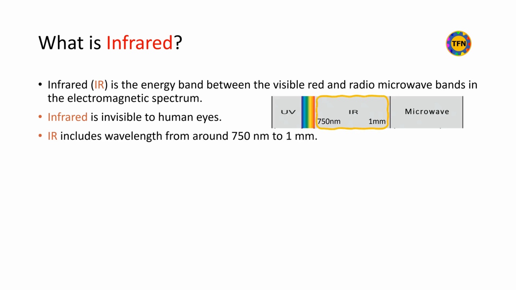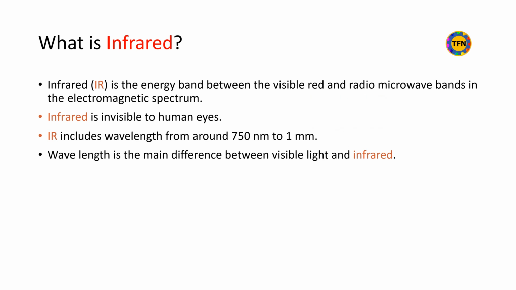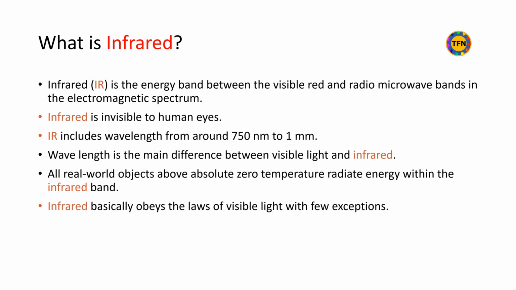As mentioned earlier, IR includes wavelength from around 750 nanometers to 1 millimeter. Infrared obeys the laws of visible light with few exceptions, though it is different due to longer wavelength. All objects with temperature above absolute zero, or minus 273.15 °C, radiate energy within the infrared band.